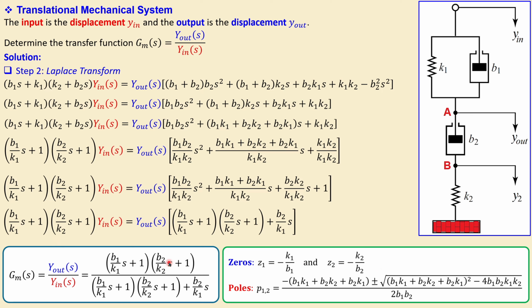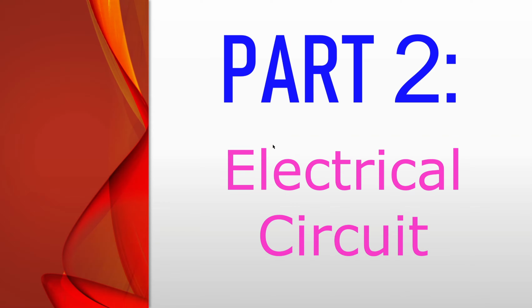Okay, this is then the final result for our mechanical system transfer function. Input y in, which is our displacement, and output is also y out. That's also displacement, so we have no unit in our transfer function again. All right, moving on to part 2, electric circuit.